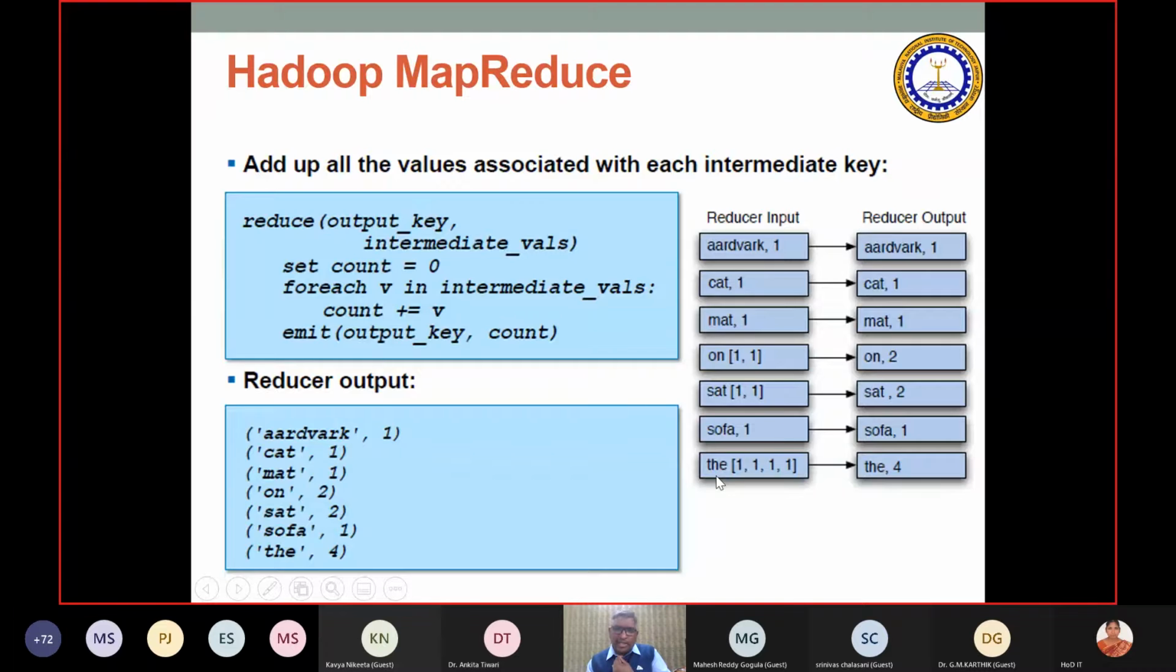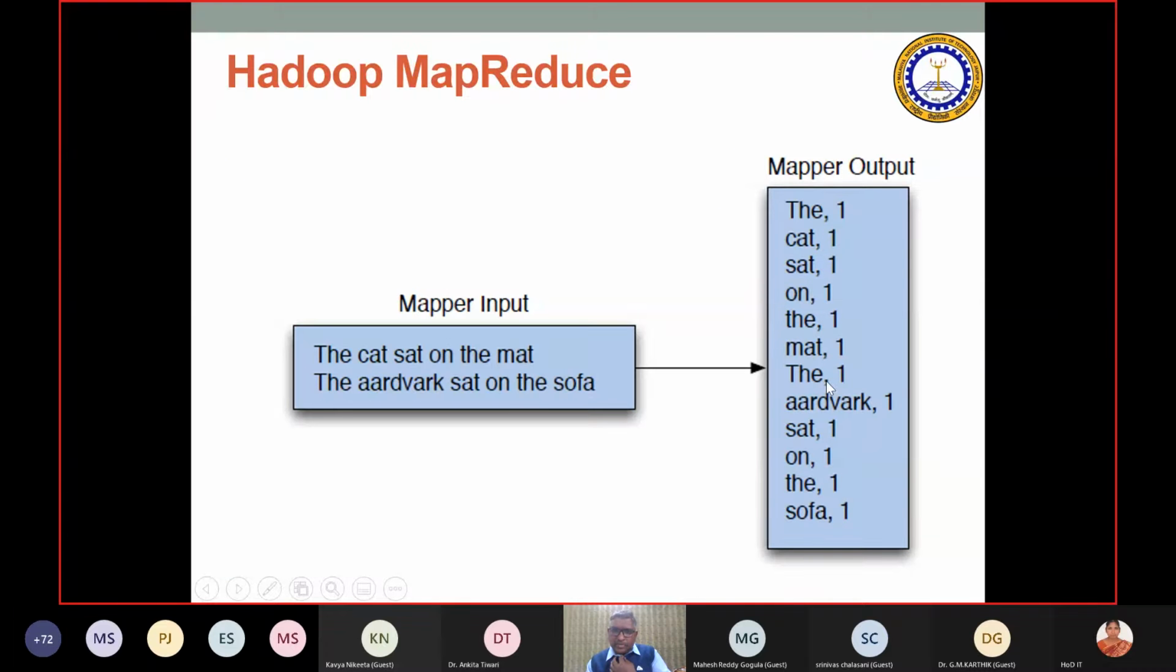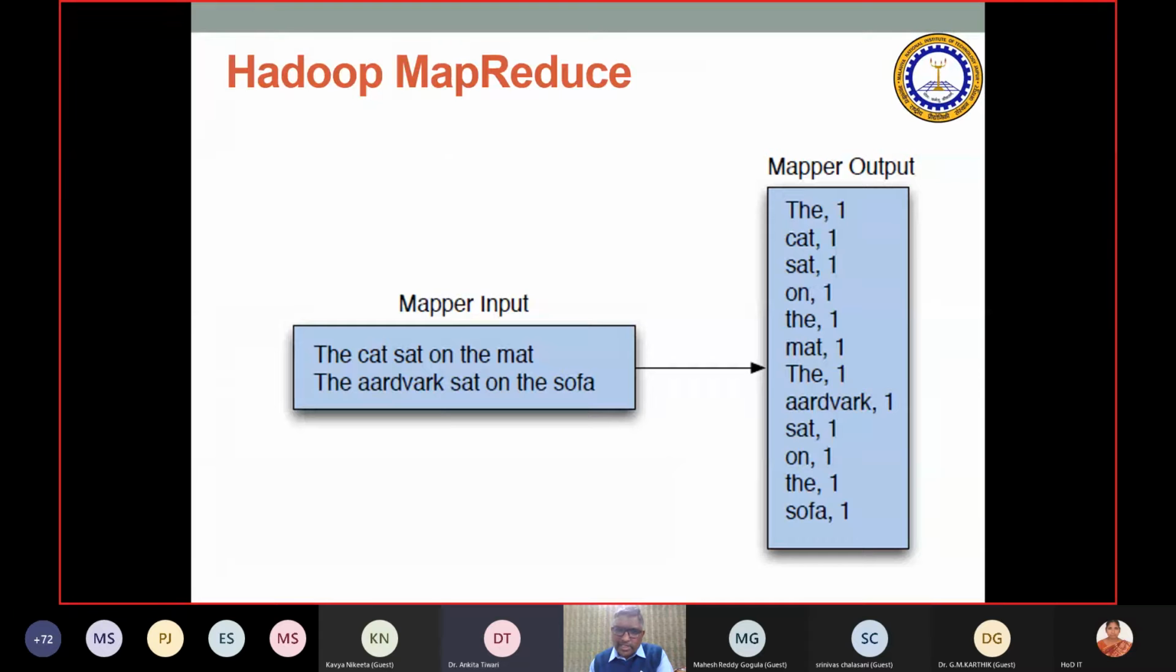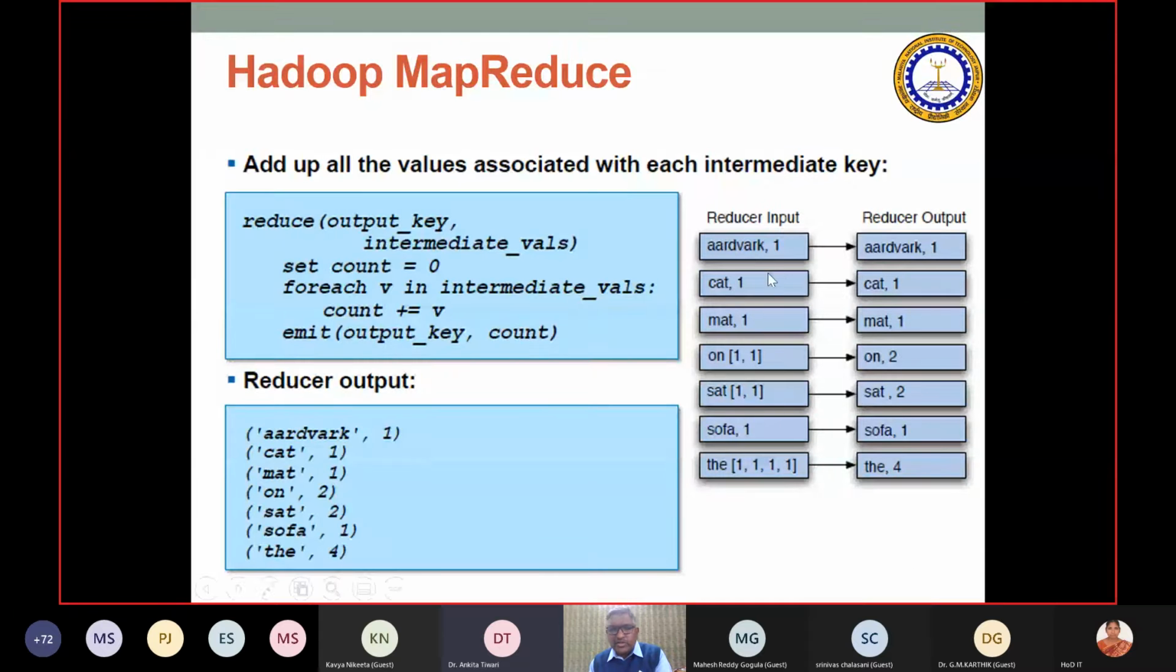So "the" has come in uppercase twice, and in lowercase twice, but then it has been converted to lowercase only. So there is something which is happening between the mapper output and the reducer input. After the mapper output, as we see here, the reducer input is changed. So there is some sorting which is being done.